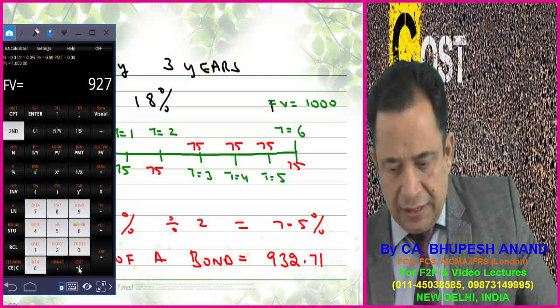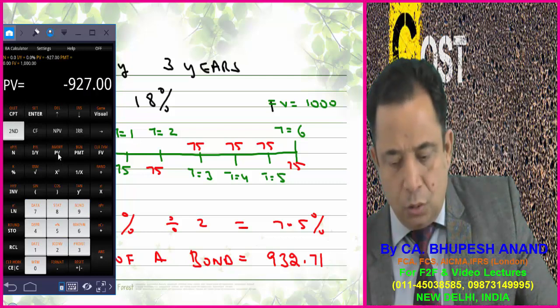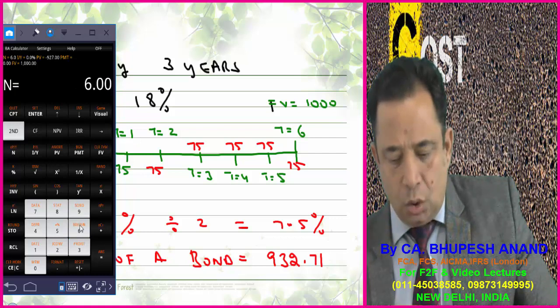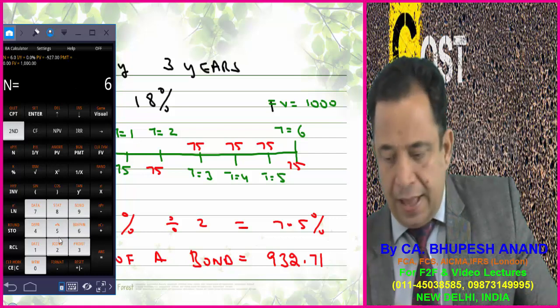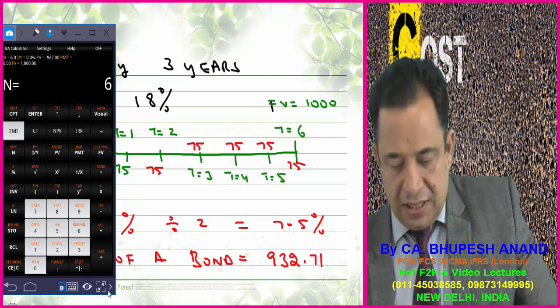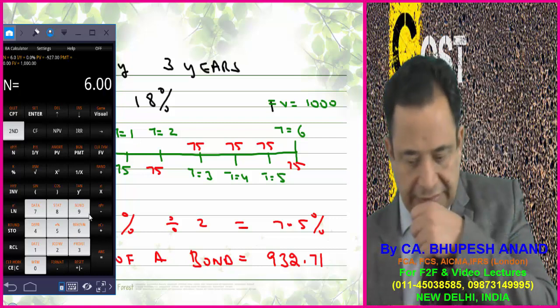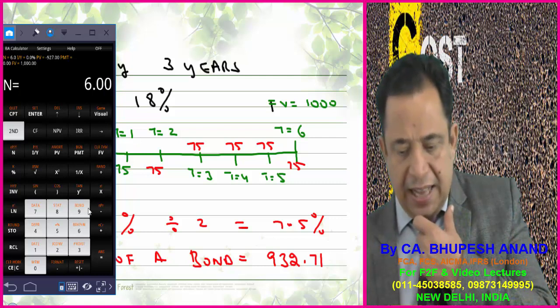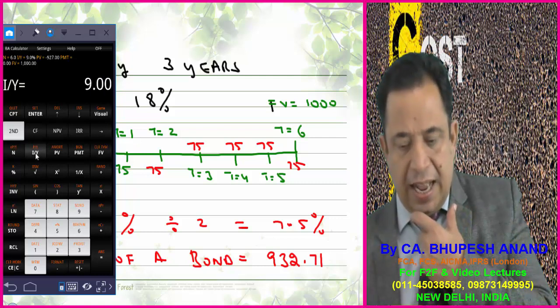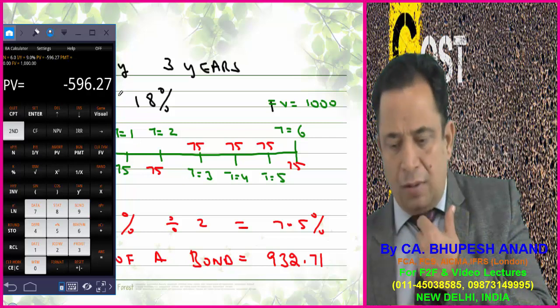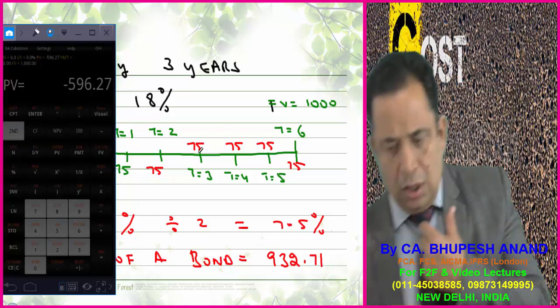927 is negative, it is present value. N is 6, and the interest rate I is 9. Compute present value. Again, some problem is there, so I am not using this now.